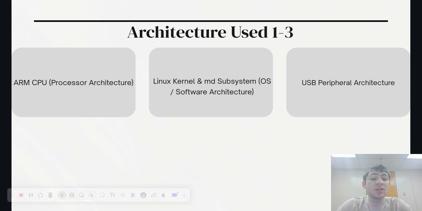The second I'm talking about is the Linux kernel architecture, which is responsible for low-level hardware control. The MD subsystem inside the kernel handles software RAID operations, manages redundancy, checks for drive failure, and controls rebuild. When my array broke, it was the kernel that detected the degraded state and allowed me to repair it.